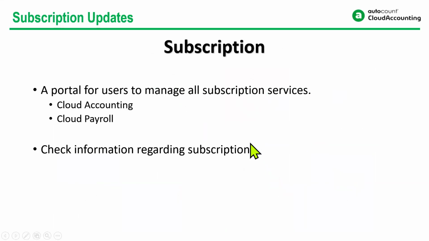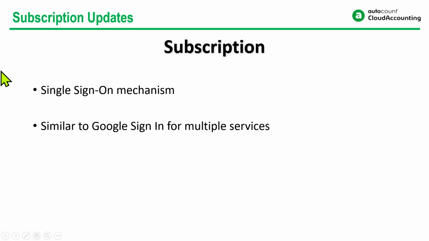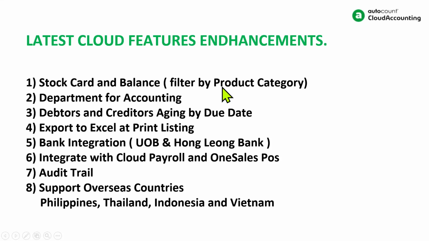It is sold by subscription. We also have a cloud payroll system, and it has a single sign-in mechanism, so you can use Google Sign-in for multiple services. The latest cloud feature enhancements include stock card and balance filtered by product category, department for accounting, and debtors and creditors aging by due date. You can export most of the reports to Excel worksheet.